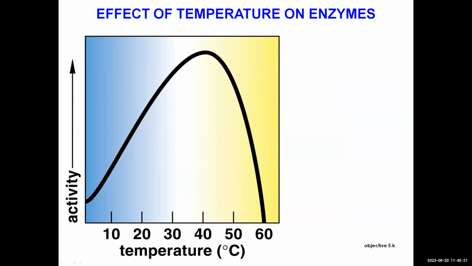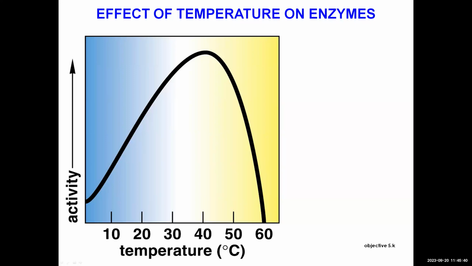For example, if we were to look at this graph here, where on the bottom we have temperature in Celsius, and on the side here we have the activity of the enzyme, we can see that the best temperature for this particular enzyme is between 30 and 50.